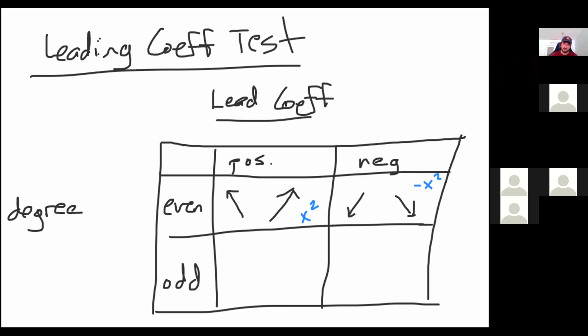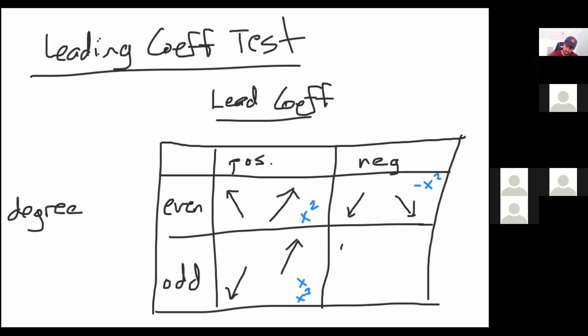For our odds, if we have positive leading coefficients, our tails are going to look like the following. As I travel to the left, I go down. As I travel to the right, I go up. You can either think of this as x or x cubed. Both of those functions fit positive leading coefficient and odd degree polynomial.